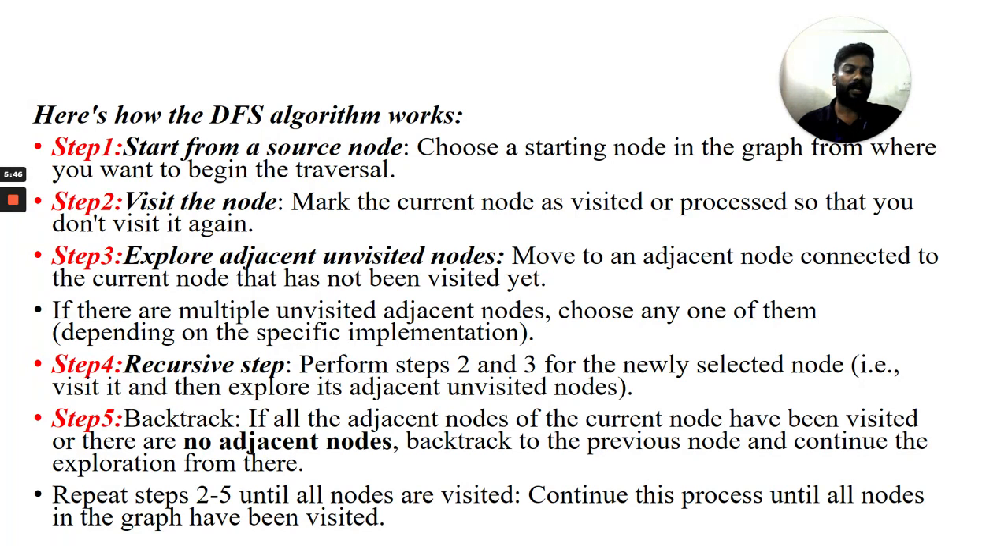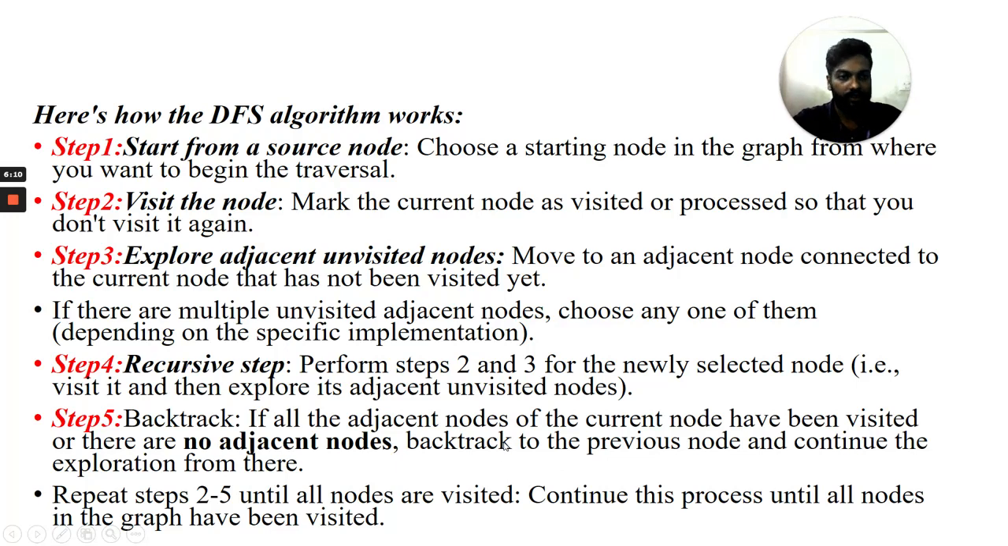We search for any other adjacency nodes of D, but at that time no adjacency node is there. At that time we just backtrack to the parent node. Whatever the parent node is, we directly go to that node. Okay, that's backtracking. When there is no adjacency node, we backtrack, and repeat steps 2 to 5 continuously until all the nodes are visited.